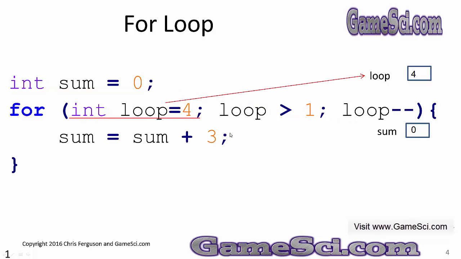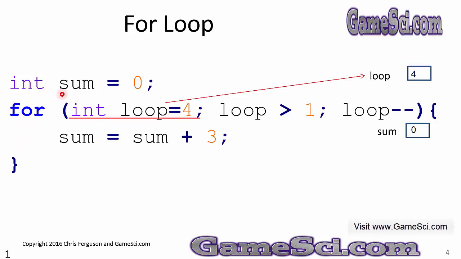I'll then enter the for loop, and this line, int loop equals 4. Remember, this executes one time only before the loop begins spinning. I can declare the variable here if I want. Loop is my iteration variable. It's going to control how many times I spin the loop. I can declare it here. If I do declare it inside the for loop, the variable loop is only good inside this for loop.